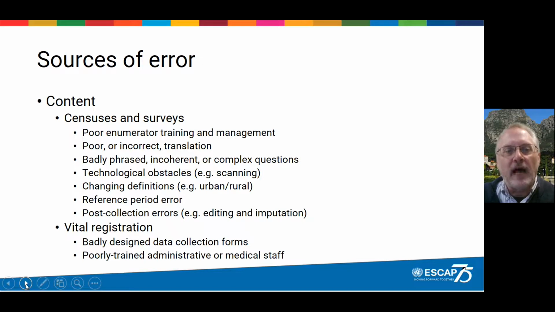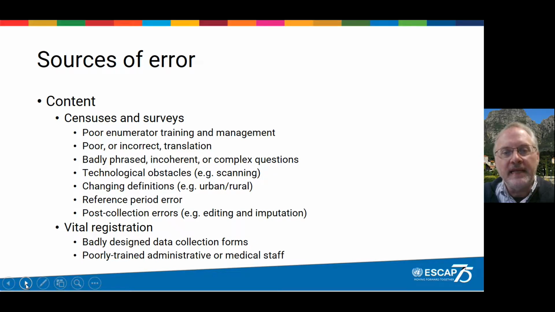Finally, we would have what we call reference period error. If respondents are asked to recall events occurring in the 12 months before a certain date, depending on how the question is phrased and how it is asked and how the respondent understands that question, they might either include or exclude events which did occur or didn't occur in that very narrowly defined period, as if they had occurred.